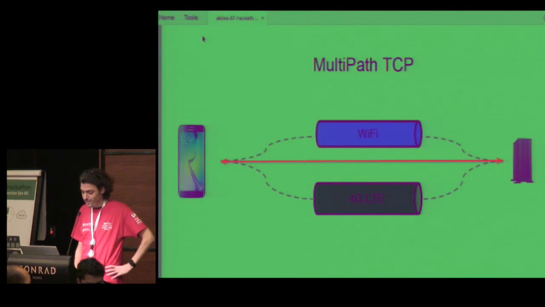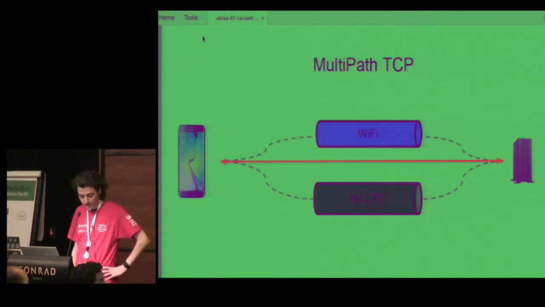So, hello, my name is Fabien Duchesne. I'm from UC Louvain in Belgium, and I will present what we've done on hacking the MPTCP socket API. First, I will just present what MPTCP is, because it will be easier to understand what we did with the API if you know what it is.